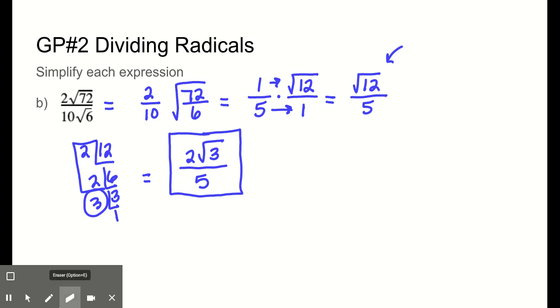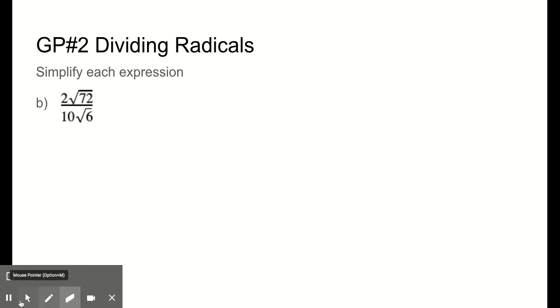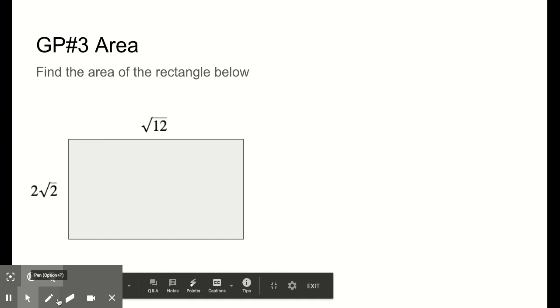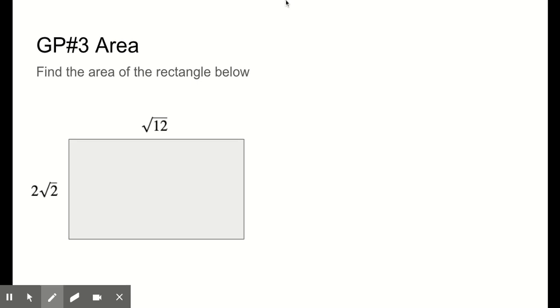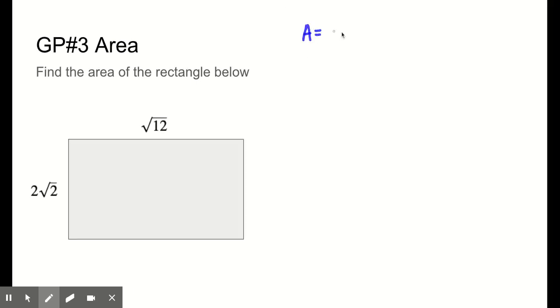All right, there's one more. Here we have area of a rectangle. So back in lesson 4-2, we saw perimeter where we add up all the sides. Here we have area. Now remember, in order to find the area of a rectangle, we multiply the length times the width. Now it doesn't matter which one you call the length and which one you call the width because you're multiplying, so the order doesn't matter. So we are going to multiply the square root of 12 times 2 radical 2.